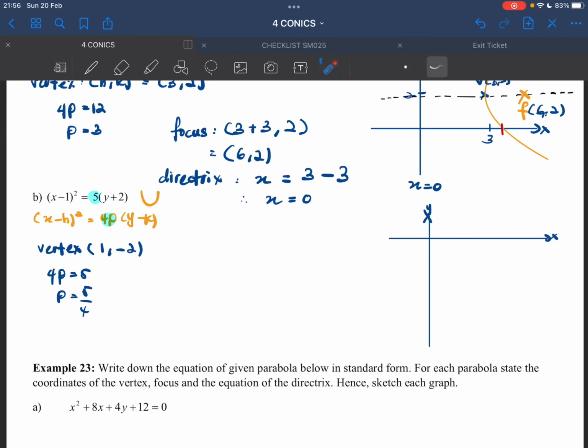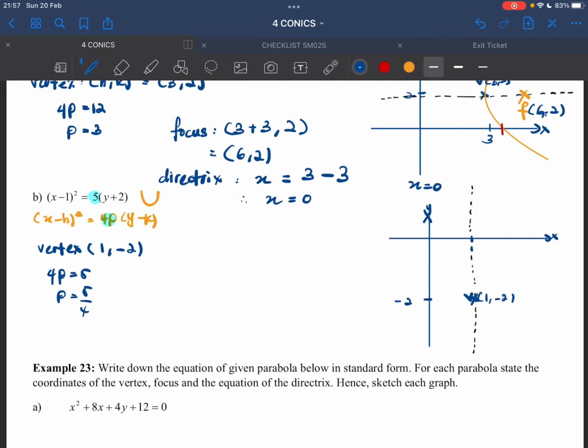So we have the directrix, the vertex at 1, negative 2. Here is 1, here is negative 2, here is the vertex. Okay, so since the shape is open upwards, let's just draw the symmetry line here, the axis of symmetry, to make it easy for us to determine the focus.